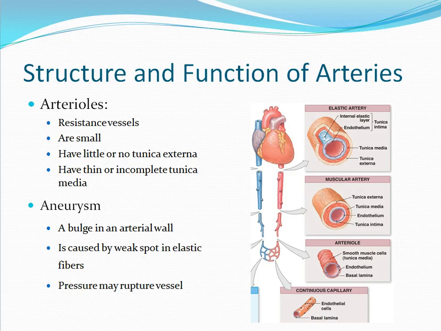Arterioles are known as the resistance vessels. They are very small vessels with little or no tunica externa. They also have a thin or incomplete tunica media. They are known as the resistance vessels because they can change the diameter of their lumen. Changes in their diameter will have an effect on how much force will be needed by the heart in order to push blood through the system. Hence, this is why they are known as resistance vessels.